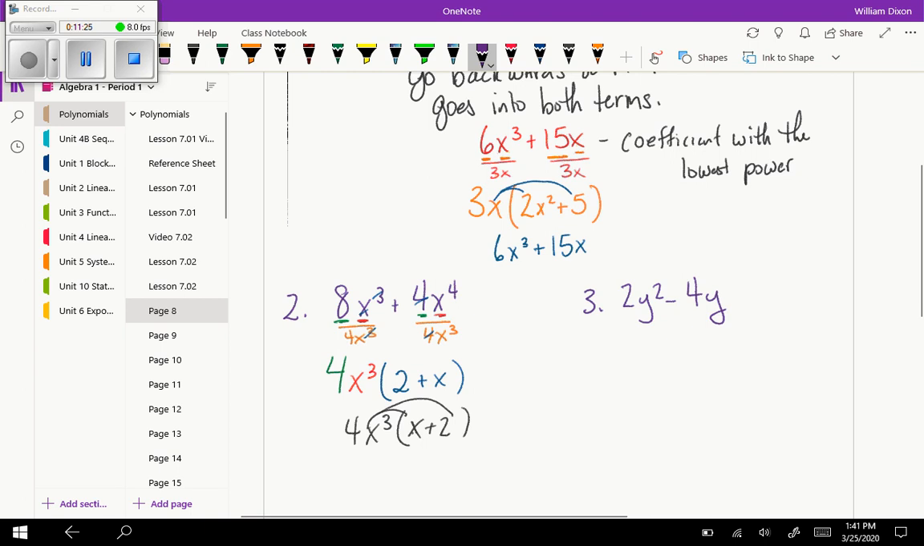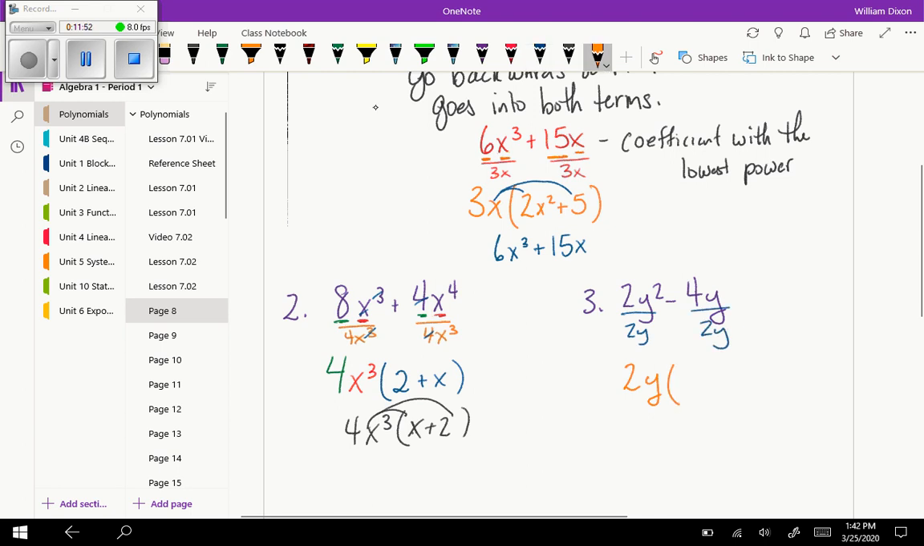Okay, you're back. All right, so the greatest common factor of 2 and 4 is going to be 2. So I'm going to take my 2 out. And then the variable raised to the lowest power is going to be y. So I'm going to divide both of these by 2y.